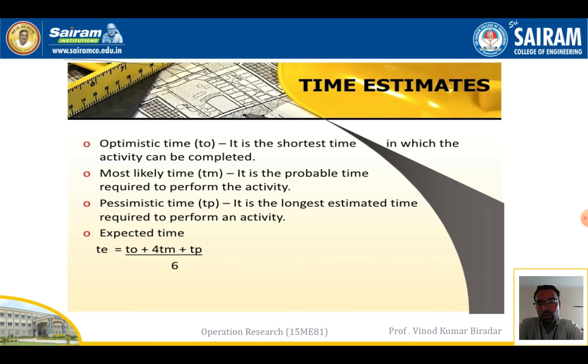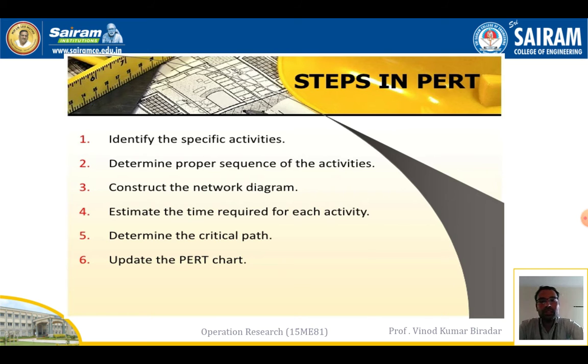To solve this we have the expected time, and we also have a formula. Expected time is equal to TO plus 4TM plus TP, divided by 6. This formula is required to solve the CPM problem, so keep it in mind. I will use this formula while solving the problem. Remember, this formula is very important. Expected time, denoted by T, is equal to TO plus 4TM plus TP divided by 6.